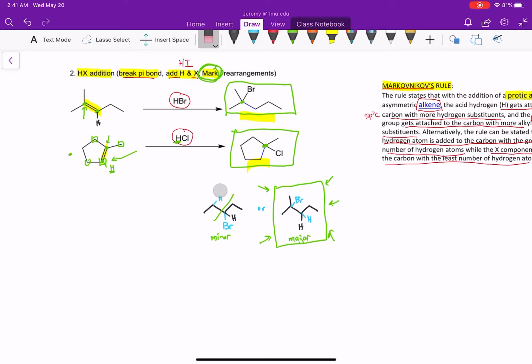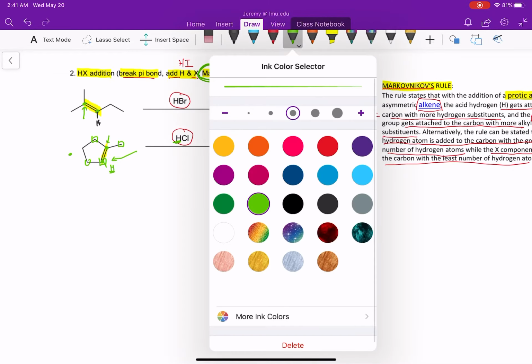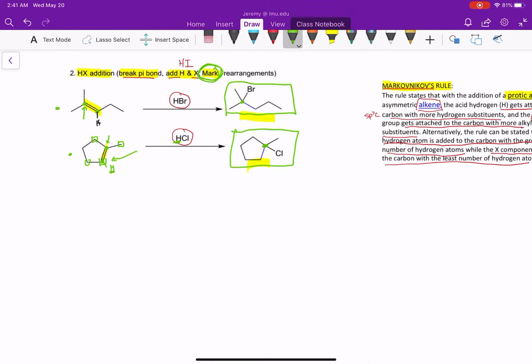So let me clean this up, and then I'm going to show you how to do the mechanism for our top example here. So we'll take this alkene, and I'm just going to draw in this hydrogen so it's clear. We're going to add HBr to this reaction, our protic acid, and we already know what the product we're going to get out is. We're going to add a bromine to this side. Okay, so that would be our final product.